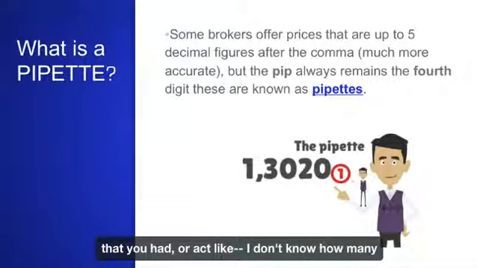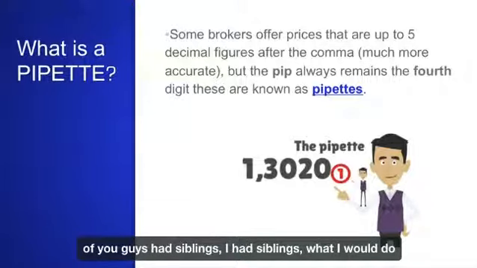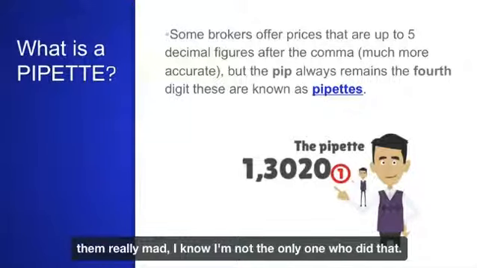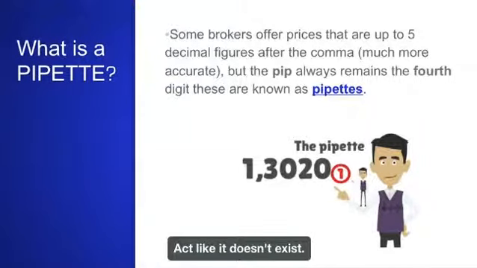Or act like, I don't know how many of you guys had siblings. I had siblings. What I would do is I would pretend they were invisible. It used to make them really mad. I know I'm not the only one who did that. But that's what you do with the pipette. Act like it doesn't exist.